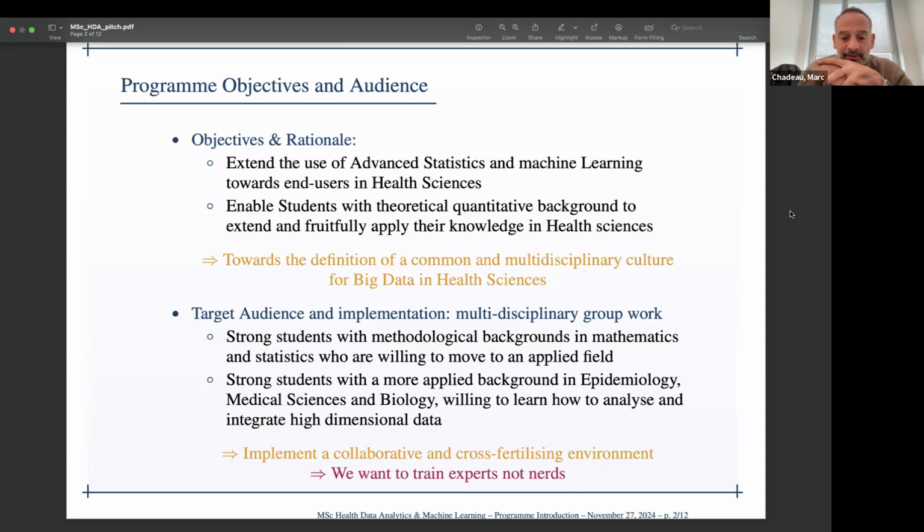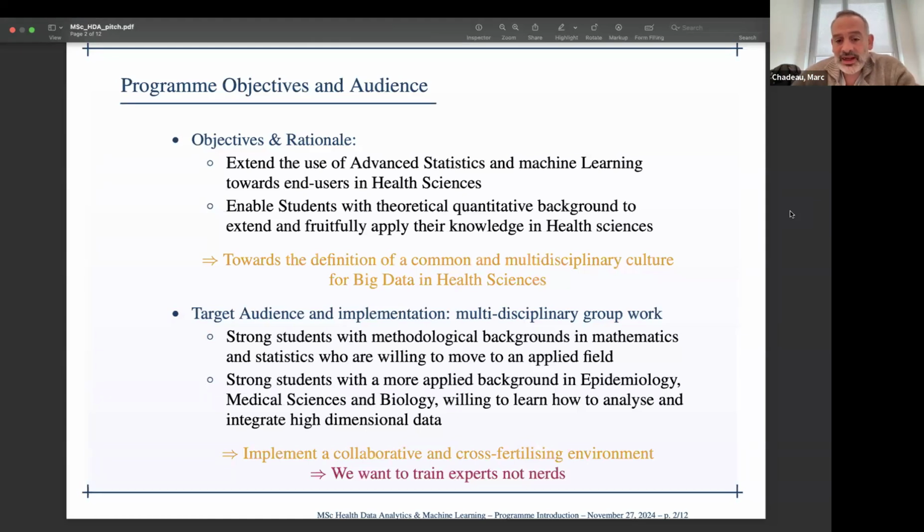So the way we achieve this is by recruiting a large diversity of students and making them work together. As you will see briefly in the next slides, what we have implemented is a strongly multidisciplinary way of working. We have a lot of group work implemented in the program, and we make sure that these groups are very multidisciplinary.